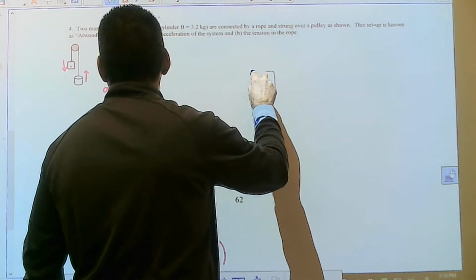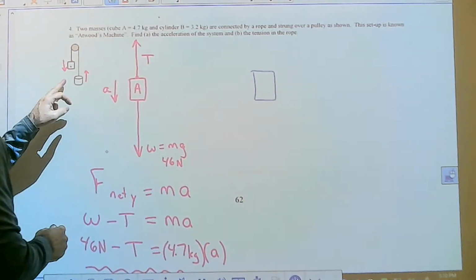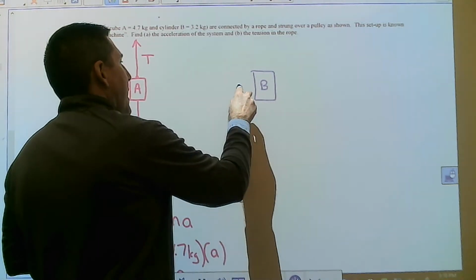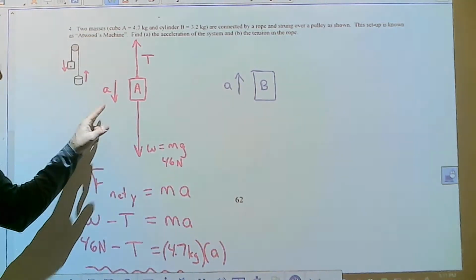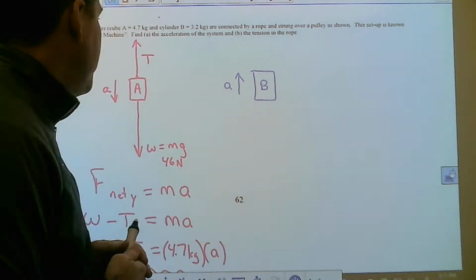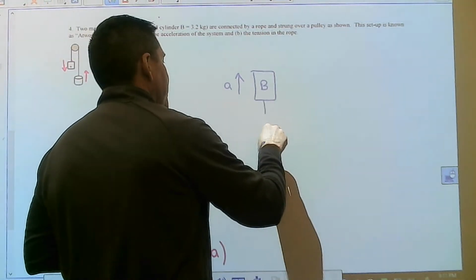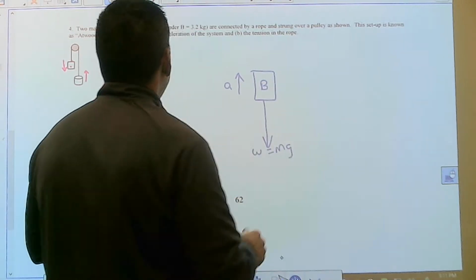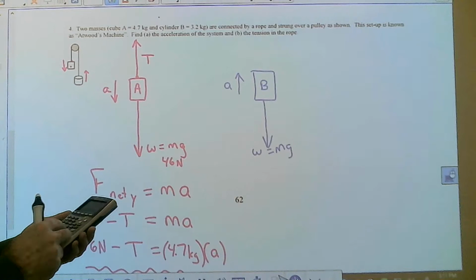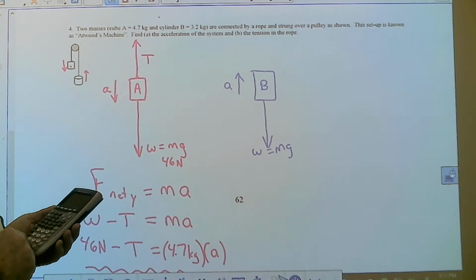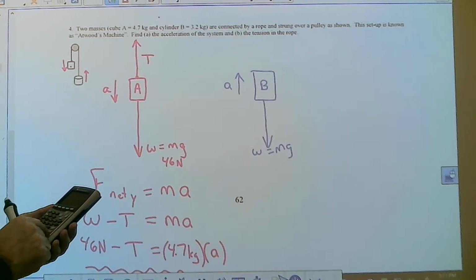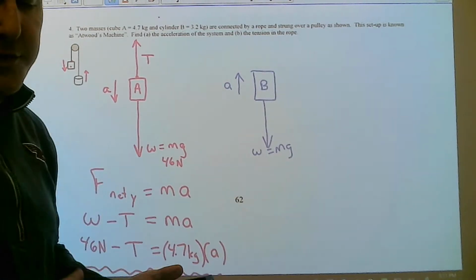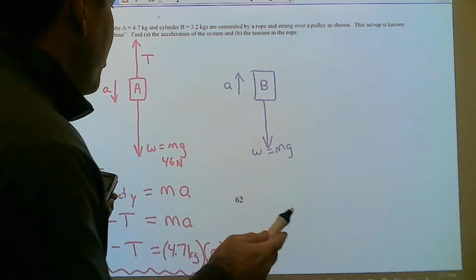I got my other mass, B, that's moving up at the exact same acceleration rate that A is moving down, because they're connected, it's a system. The first force I'm going to draw on every single free body diagram is a force of gravity, or the weight. W equals mg. I got 3.2 times 9.8, and I get 31.36. You can just probably call that 31.4.